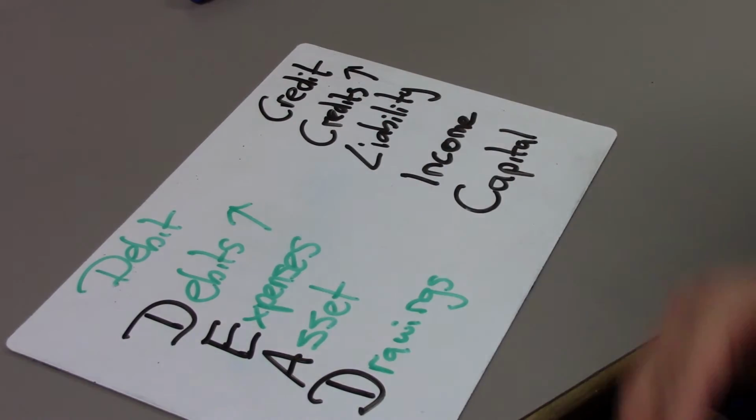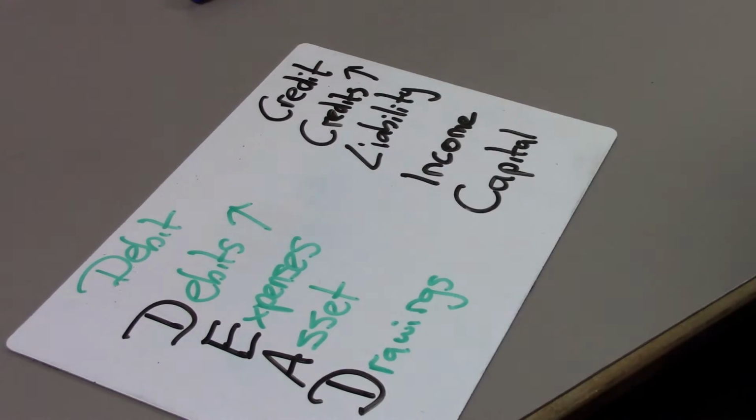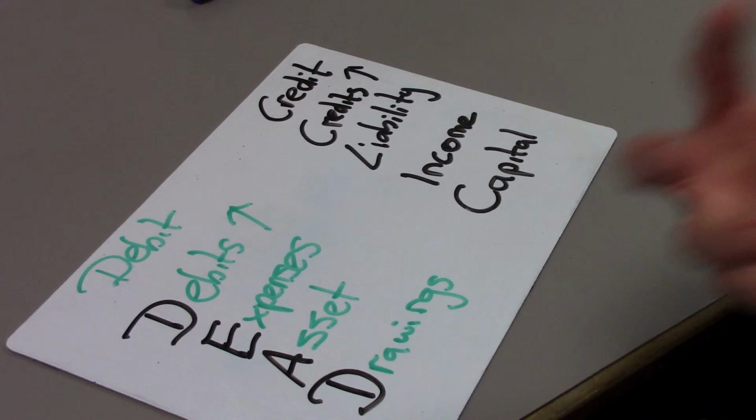Now an expense is something that reduces your profit, therefore it's a debit. An asset is something that you own that belongs to you, therefore it's a debit. Drawings is something that is taken out from the business, and therefore it's a debit.